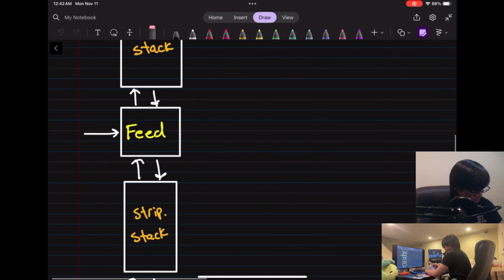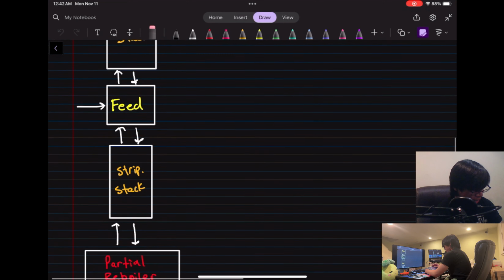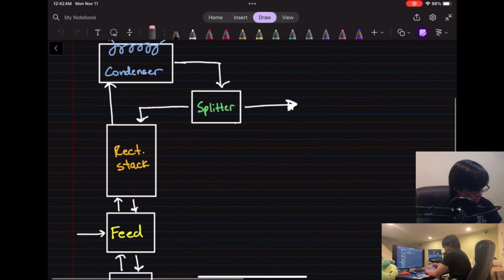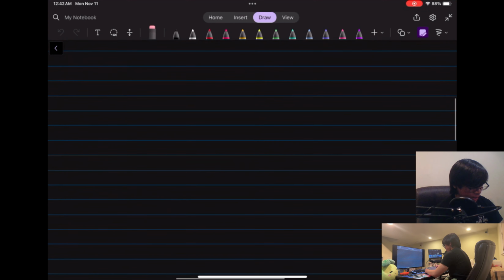The most important thing to note, other than an ordinary distillation column, is that we have a splitter and a partial reboiler. So those will be important later on. I guess we can just get started here. I won't necessarily follow it how it was written, but I'll do it how I practiced it in terms of deriving.